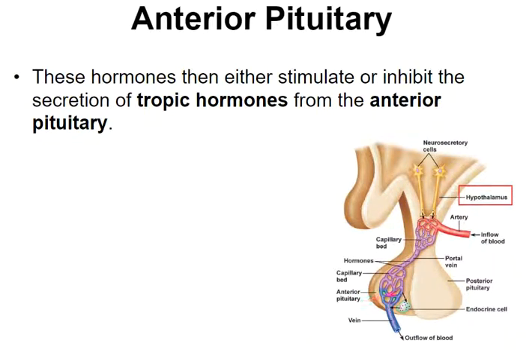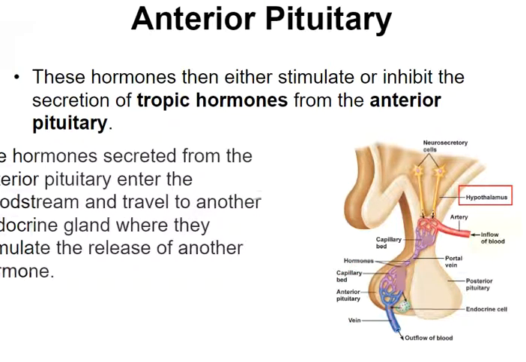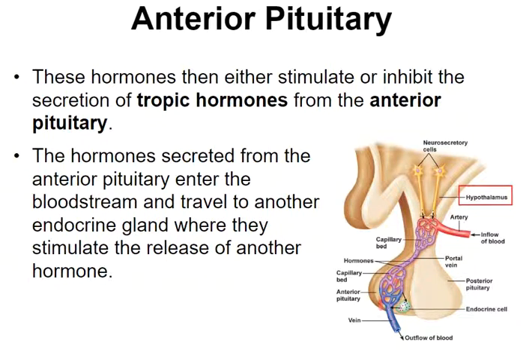So the releasing or release inhibiting hormone is going to cause the release or the inhibition of a tropic hormone from the anterior pituitary. And then that tropic hormone is going to enter the bloodstream and travel to another endocrine gland, so the thyroid gland or the adrenal gland, and then cause yet another hormone to be released. So often there are these three hormones in a cascade to cause an effect.